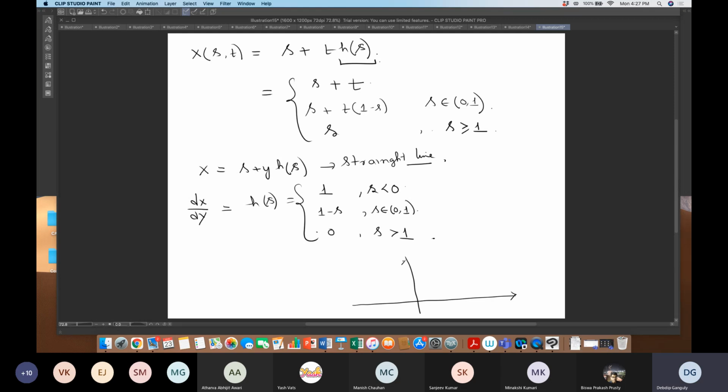When s is less than or equal to 0, let's say this is your s, this is your t, this part. This is s greater than 0. When s is less than or equal to 0, what is the straight line with slope 1? How does it look like? Any straight line?